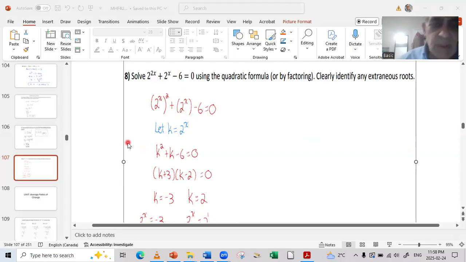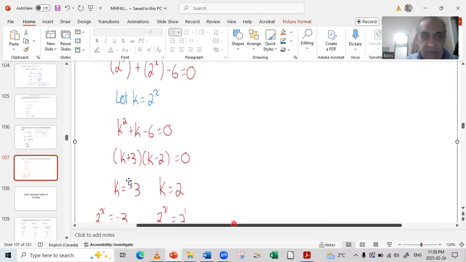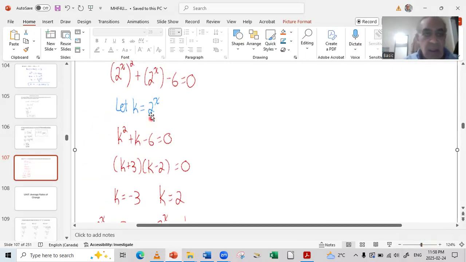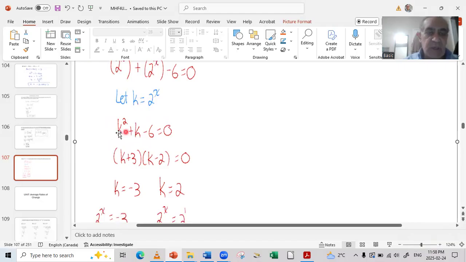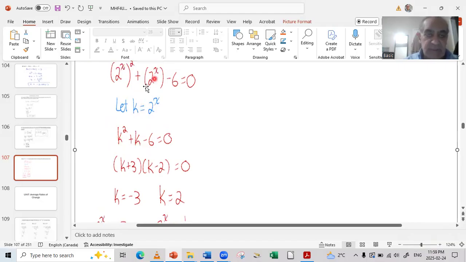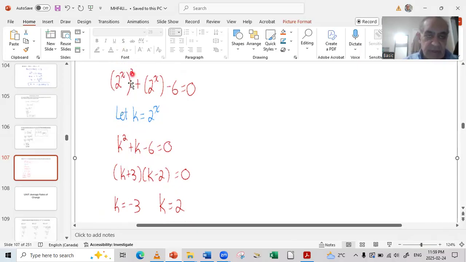I will suppose that I remove 2 power x and put k instead of it. So I will just move this and put instead of it k. So it will be k squared plus k, because we said k equals 2 power x. Here k squared, because this is 2 power x all squared. So it will be k squared plus k minus 6 equals 0.